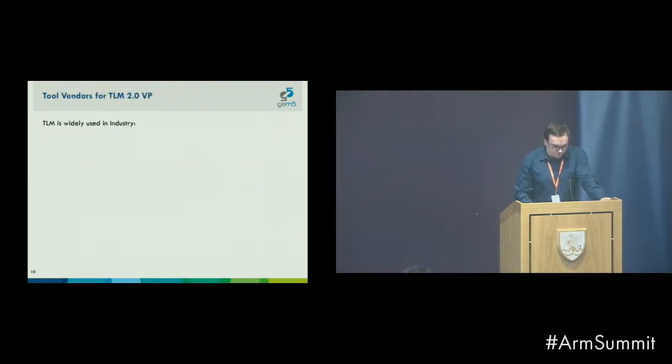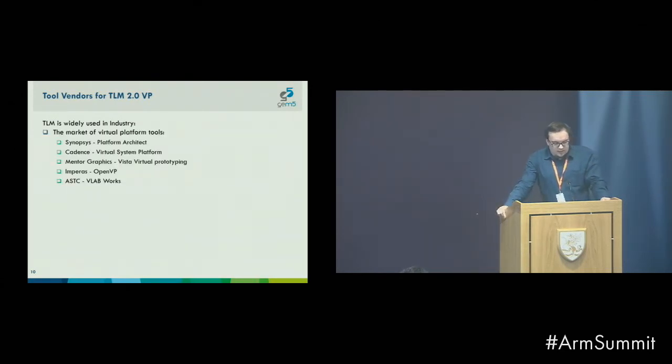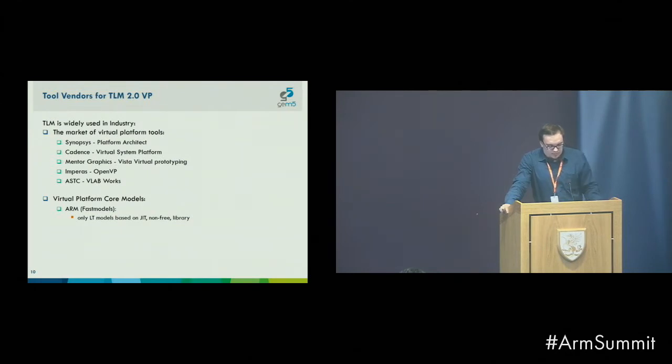Yeah, and therefore, TLM is widely used in industry. You can see that there are a lot of tools from vendors like Synopsys, Platform Architect, for example, but also other tools from Mentor and Imperas, and also a lot of models. For the ARM example, we have the so-called fast models, and they have only this loosely timed blocking kind of TLM modeling, and it's based on JIT, and it's non-free, and it's a library, so you cannot change these models.